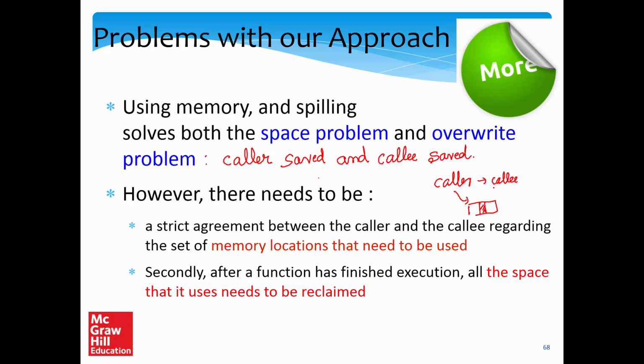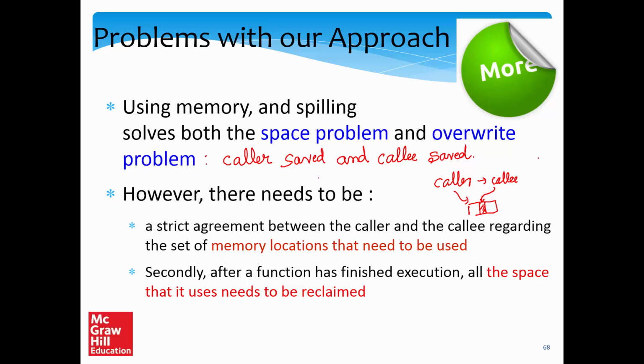And if the callee also starts saving its registers in this region, then clearly they will start interfering in memory and this will not work out. So the regions of memory to be used by different functions have to be known a priori, and this is a problem. And once a function has finished its execution, it will not need the space that it had used to store registers for spilling.